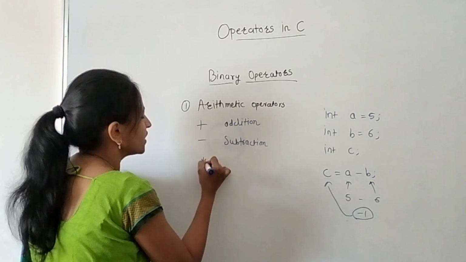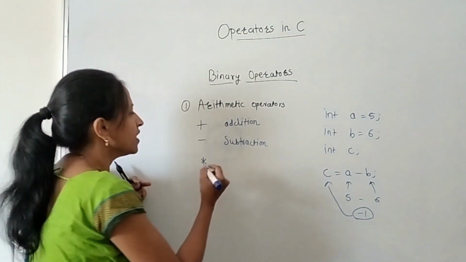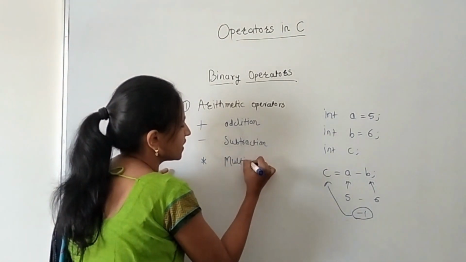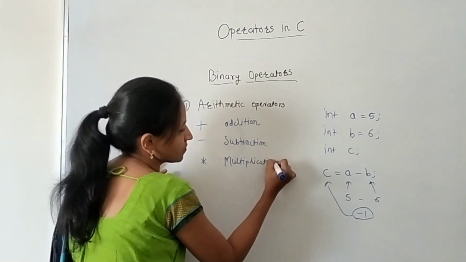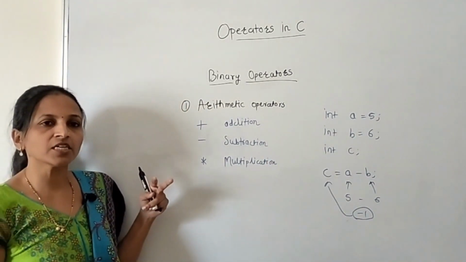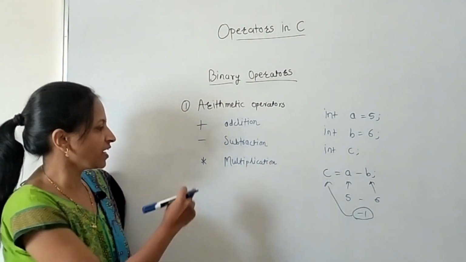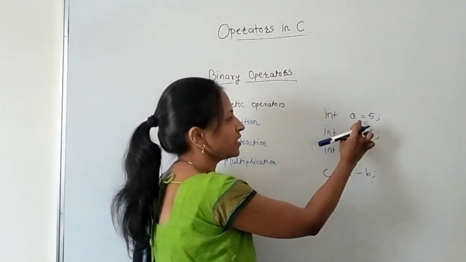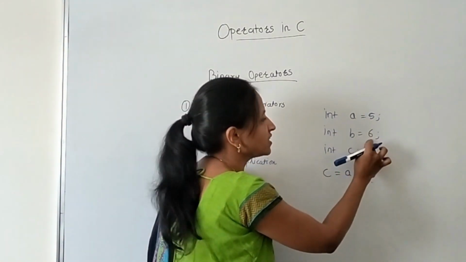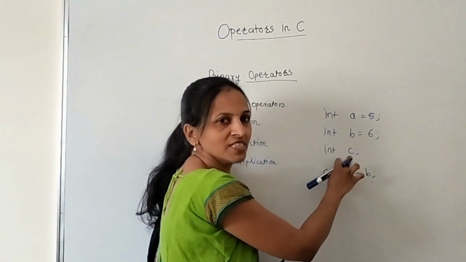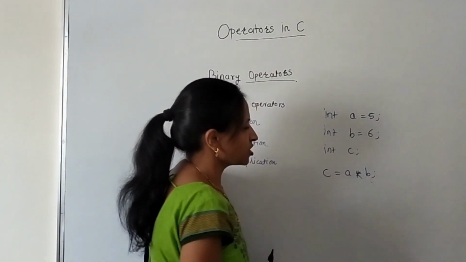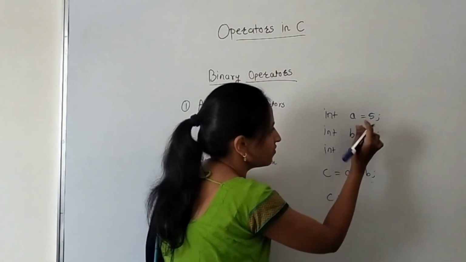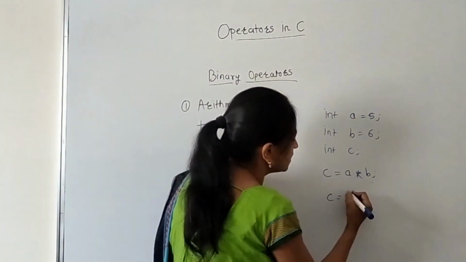Again the next operator is the multiplication operator, this asterisk is used for multiplication. To do multiplication of two numbers or two variables we can use this operator. Now how to use it? In the same way, suppose there are two variables, the first one has value 5, the second one has value 6, and one more variable C is there, and suppose I am writing the instruction C equals A into B. In this case inside C we will get the value 5 into 6, that is 30.